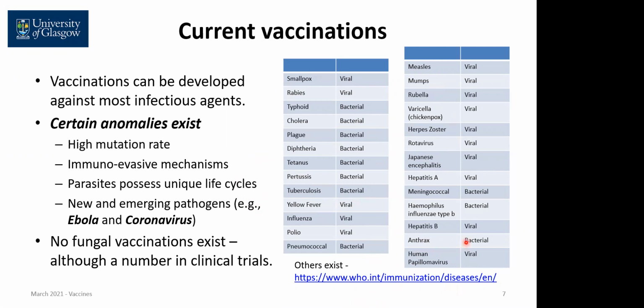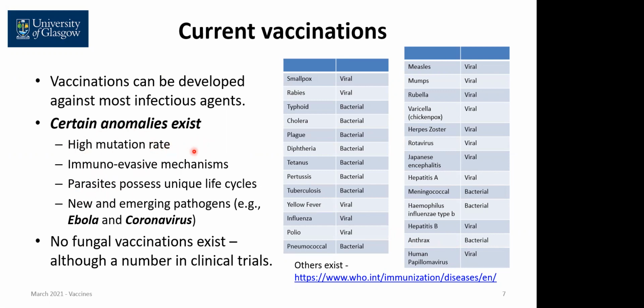But as you can see from this list, most of these infectious agents are either bacteria or viruses. So currently there are a number of fungal vaccinations that are in clinical trials, but none have passed all of those clinical trials and none are within circulation. And there are also other microbes that you cannot really create vaccines against. So things like parasites. Parasites have very unique life cycles, so it's very difficult to create vaccines against them. And there are also other complications and anomalies that can exist when you are creating vaccines.